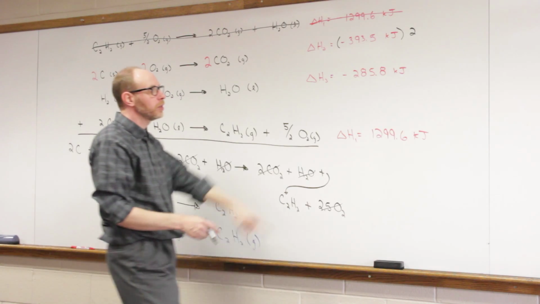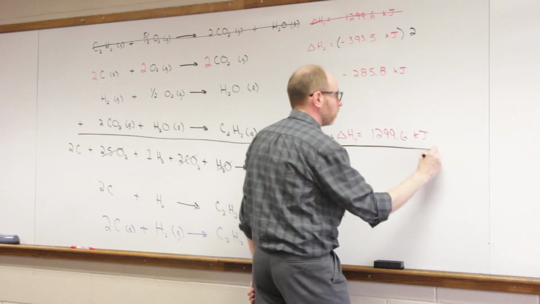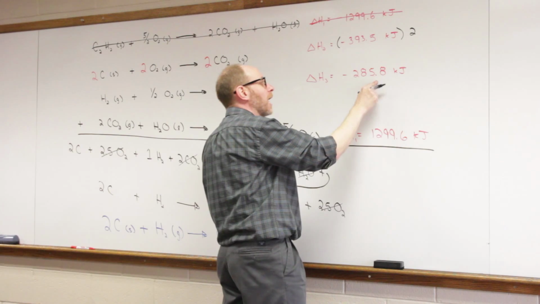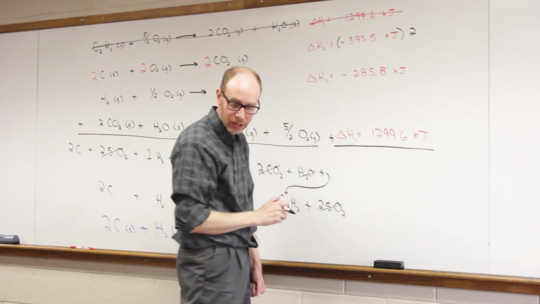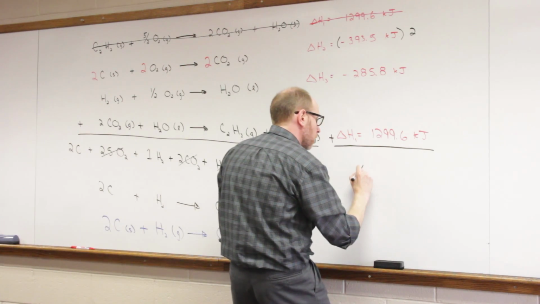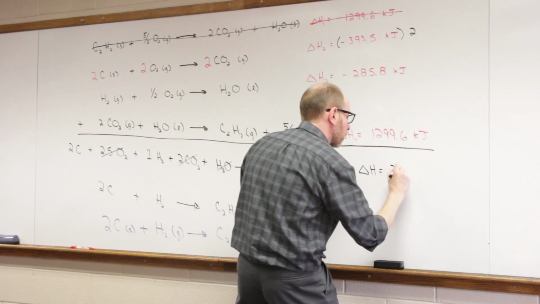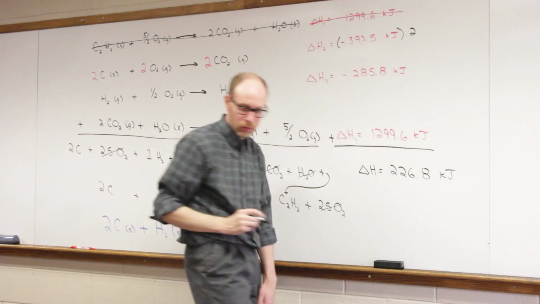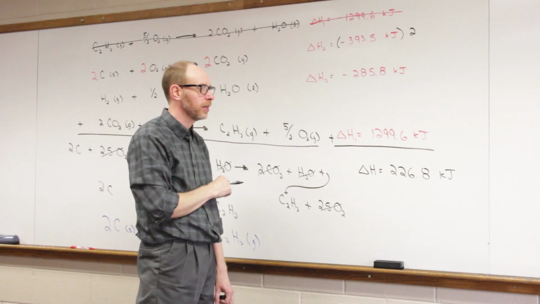So now what do we do with the enthalpies to actually get the number? Well, we're going to add them together. We're going to multiply 2 times minus 393.5, and we're going to add that to minus 285.8, and we're going to add that to 1299.6. And whenever you do that, you should end up with an enthalpy of 226.8 kilojoules. Okay? And that should be to the appropriate number of significant figures.